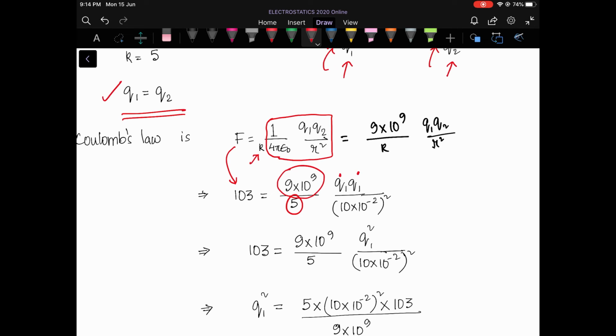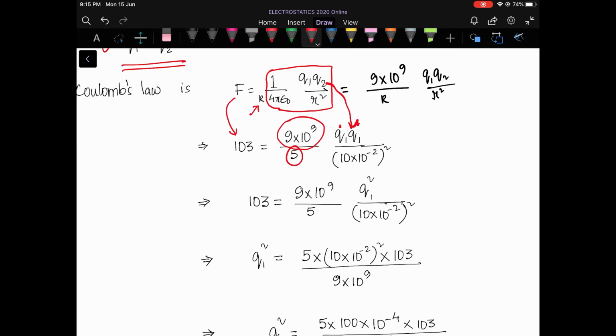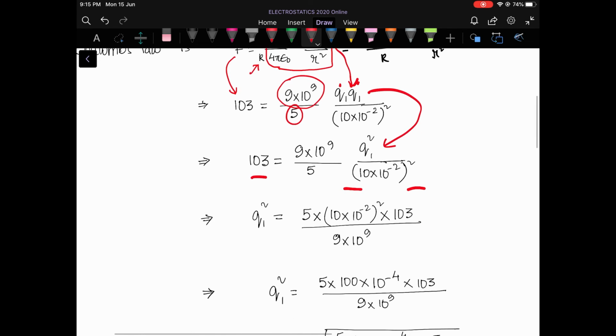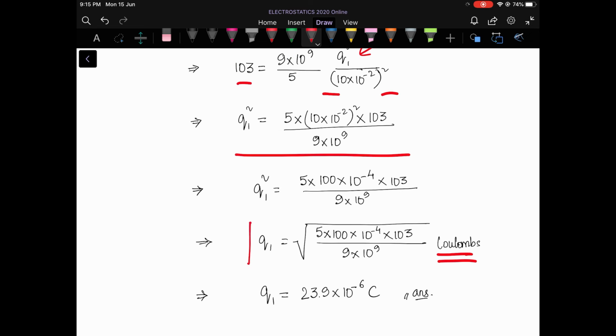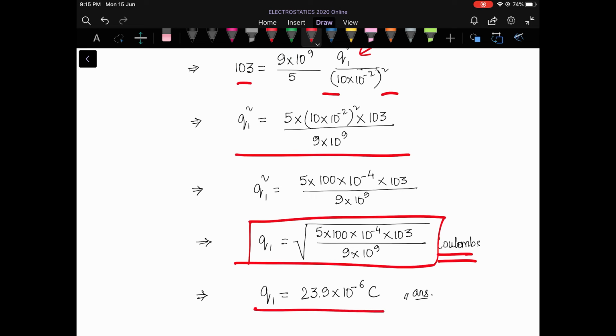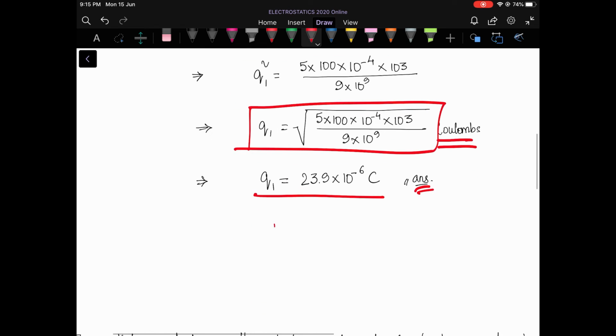Q1 and Q2 are unknown, but we can replace the Q2 by Q1 because they are same. Here we are going to solve for Q1. So we are writing now Q1 square, and we have all the other numbers. We take the Q1 square on one side and multiply the other terms left over and simplify the leftover terms. Then on simplification we get Q1 to be equal to 23.9 into 10 power minus 6 coulombs, which you can also write as Q1 equals 23.9 microcoulombs.